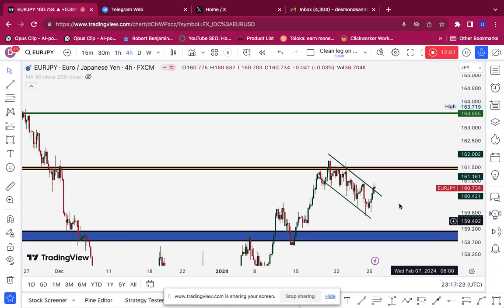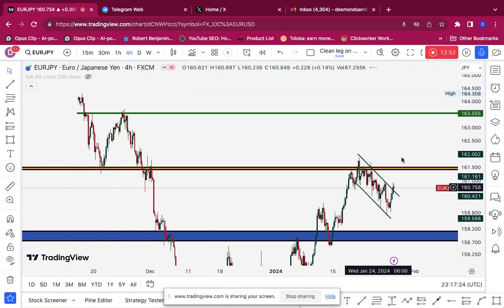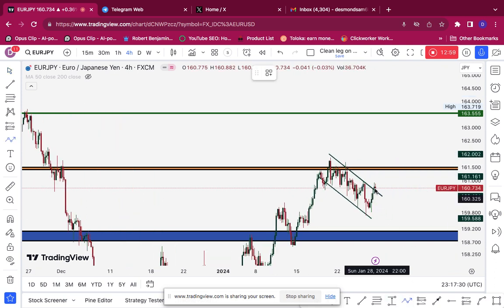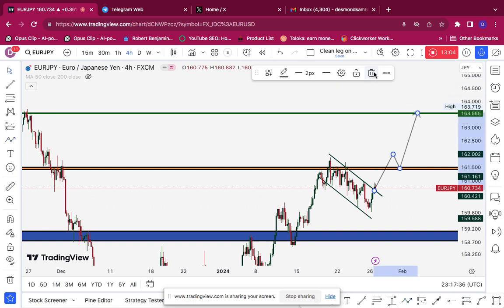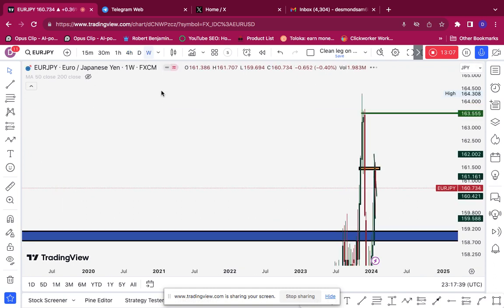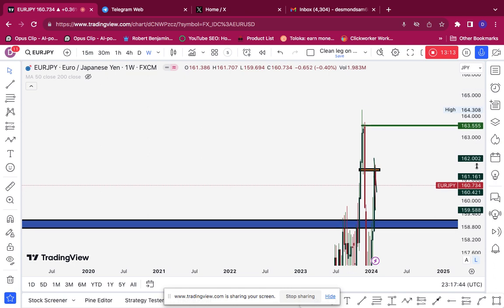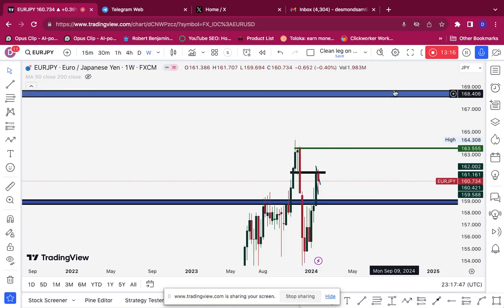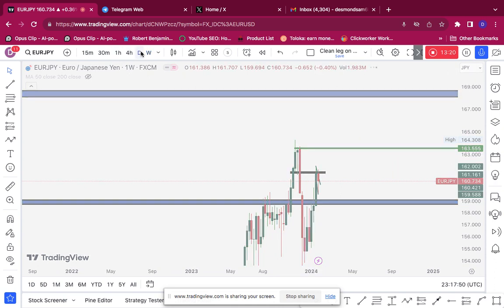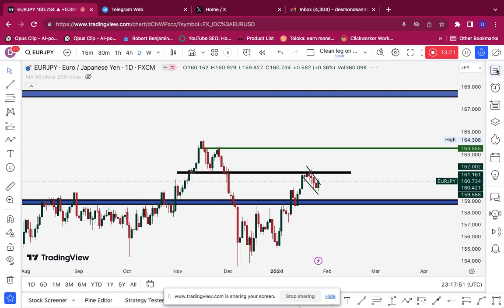However, for me, I would like to see the market come and break above this 161.500 region. Then once it does that and then retests, I want to see something like this. Then go to the upside. However, my prime target for the EURJPY moving on is 163.555. If you do breach that level, then we should see the EURJPY at 169.000.